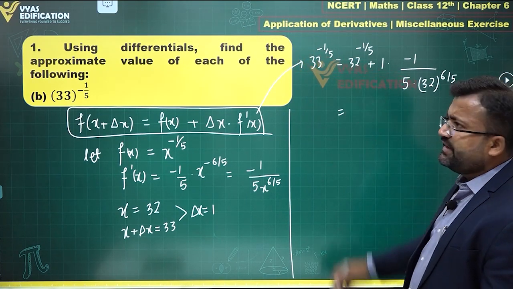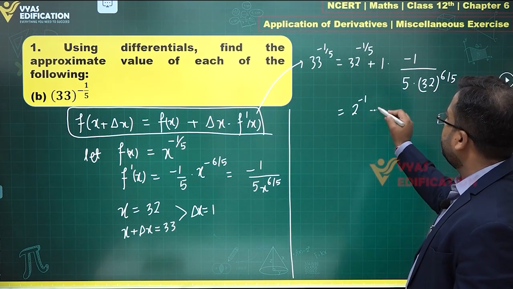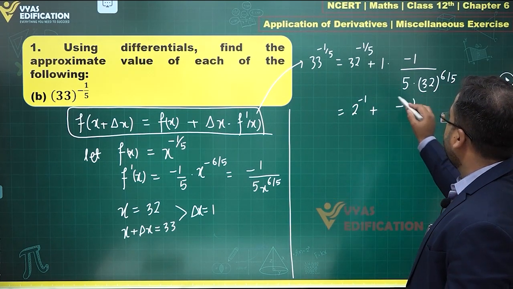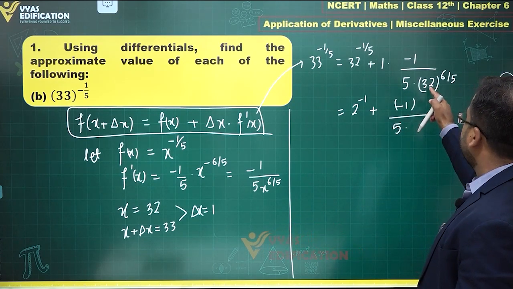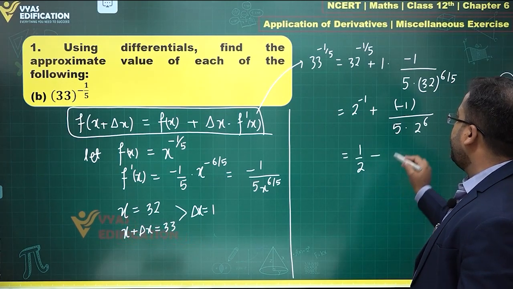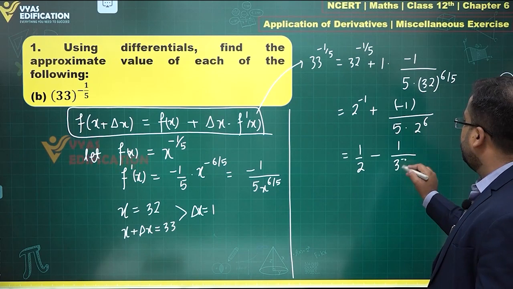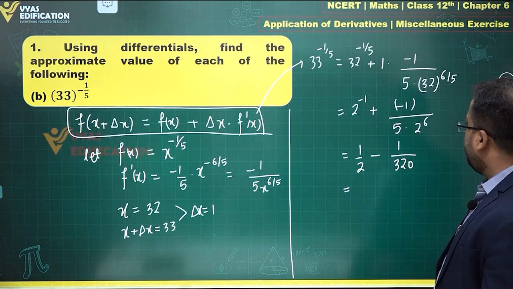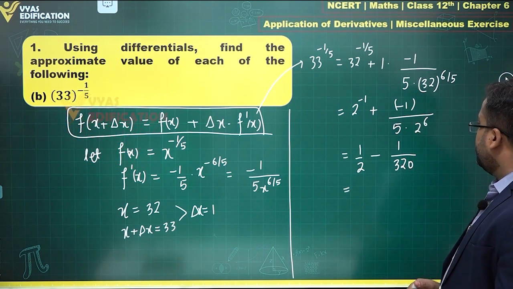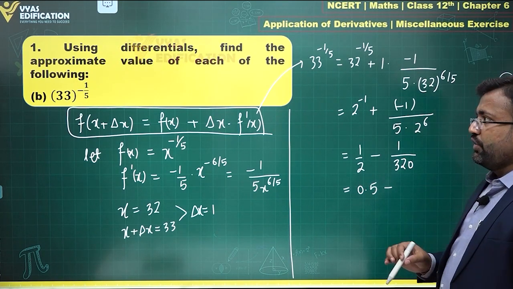This is equal to 32 is 2 power 5. 2 power 5 power minus 1 by 5 will be 2 power minus 1, plus, this is minus 1 upon 5 times 2 power 5, this becomes 2 power 6 actually. 1 by 2 minus 1 upon 2 power 6 is 64 times 5 is 320. This is 320 in the denominator, and where does that take us further? So this will be 1 by 2, 0.5, minus, what is this equal to?